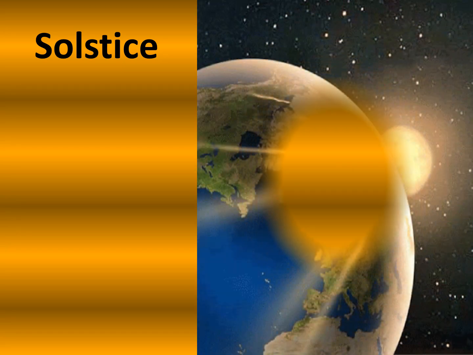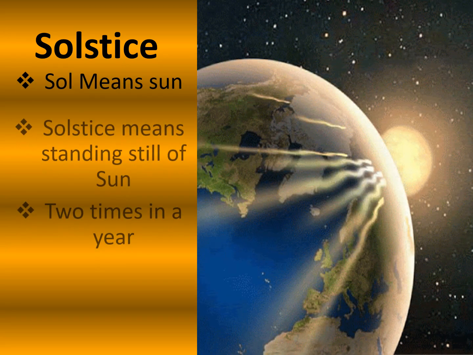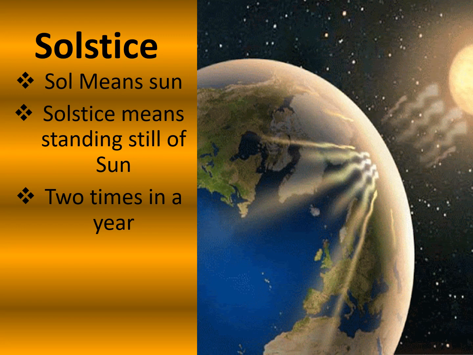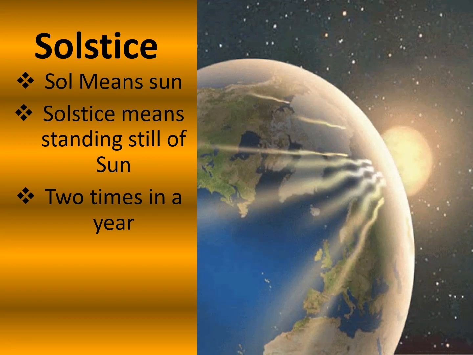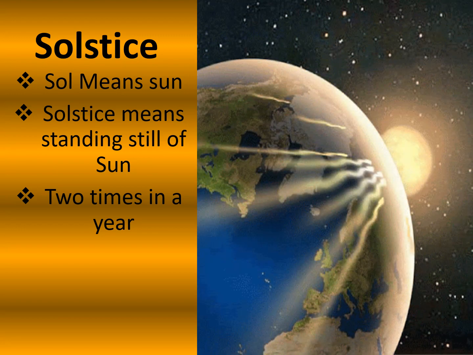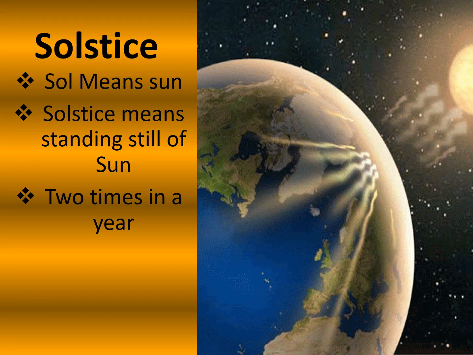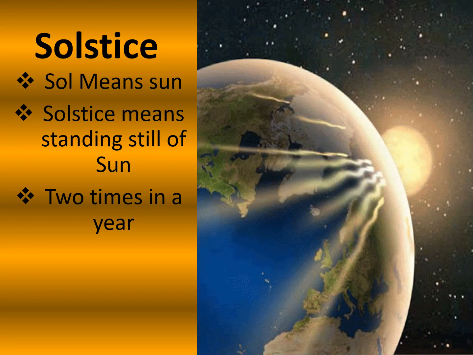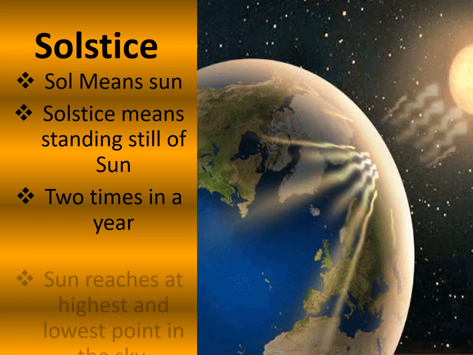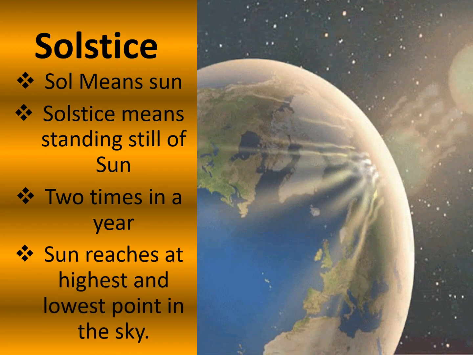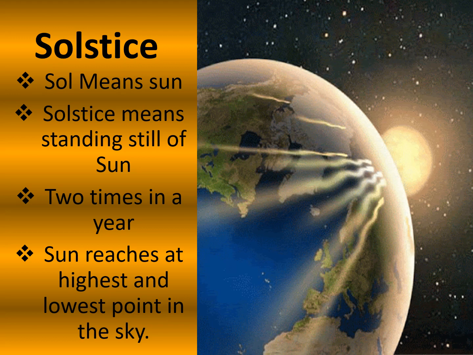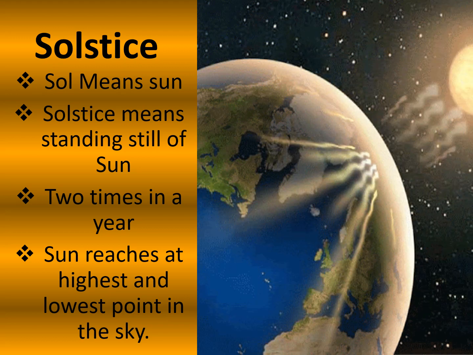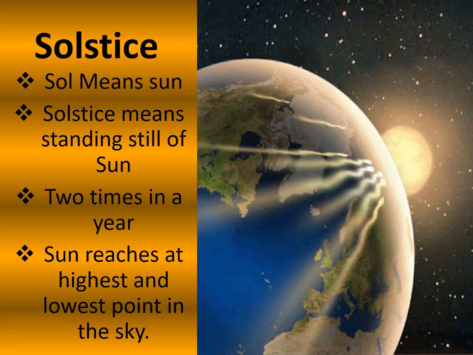Solstice. Sol means sun. Solstice means standing still of the sun. It means the hemisphere where the sun is standing at a 90 degree angle will experience the solstice. The solstice comes 2 times in a year. When the sun reaches its highest and lowest point in the sky, it is called solstice. Solstices are of 2 types: winter solstice and summer solstice.